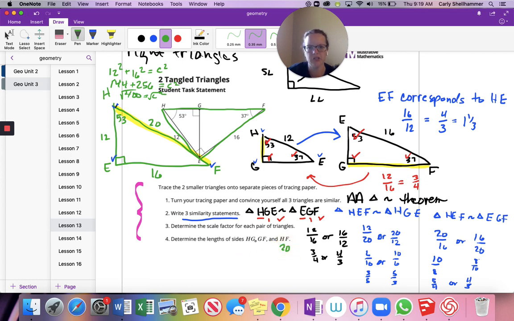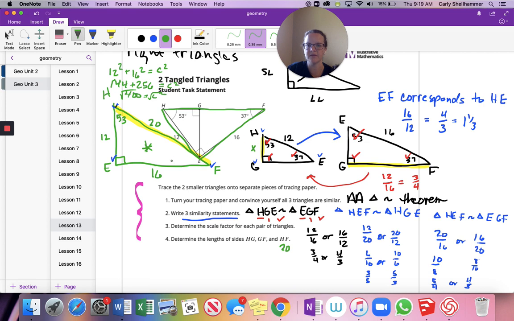Now let's do HG. Okay, so this one is unknown. Let's just name it X. And let's compare it to something that we know. I can't compare it to this one because we don't know EG. Those are the corresponding parts. If I don't know EG, I can't solve HG. But I can compare it to this one. Okay, it's like the parent triangle. 20 and 12 are given. 12, and I don't know what. So that's what I need to compare it to.